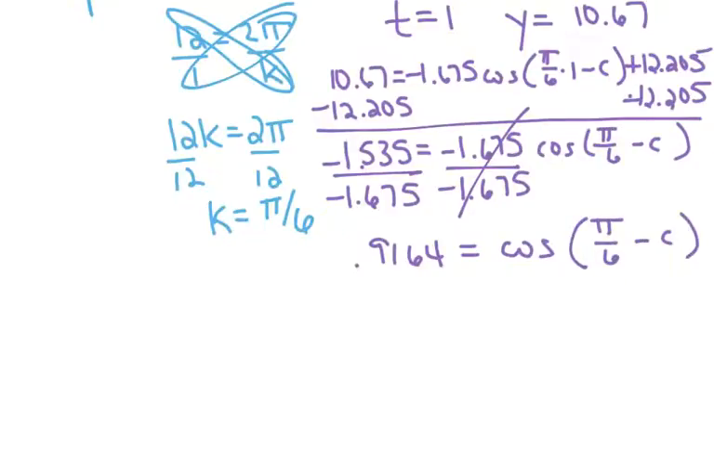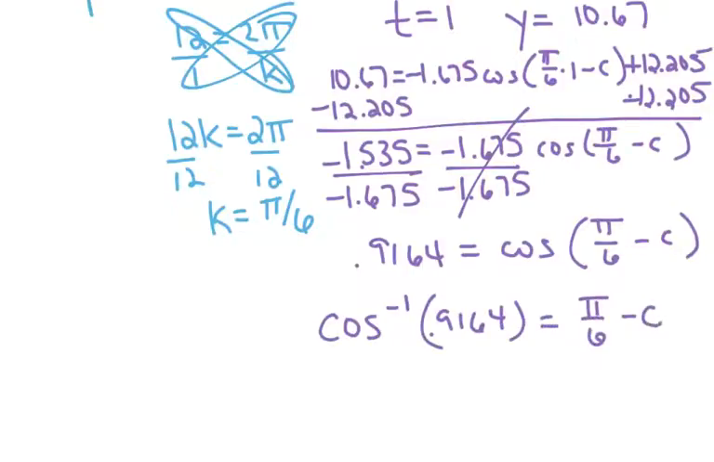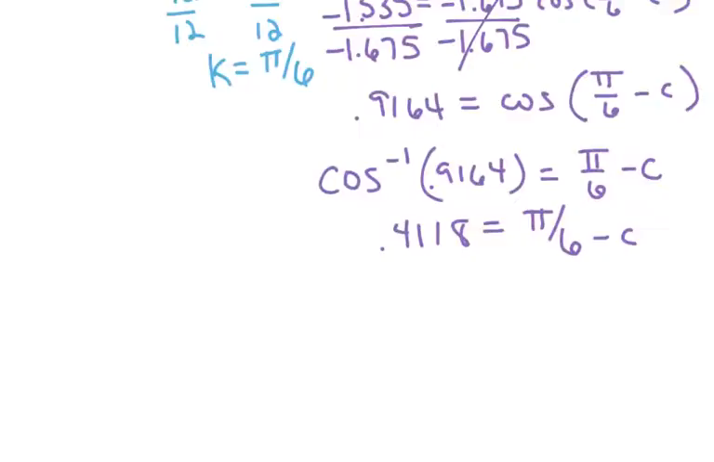Now, in order to get c out of those parentheses, I've got a cosine in front of it. We solve by doing the inverse of cosine to the other side. We've done this before. The only thing you need to make sure is that you're in the right mode. So make sure you're in radian mode before you do this. And you're going to get about 0.4118. And that's going to be pi over 6 minus c. So then I'm going to subtract pi over 6 from 0.4118.